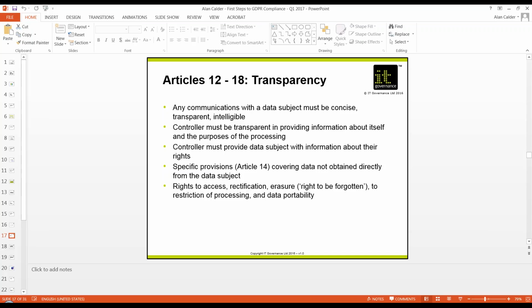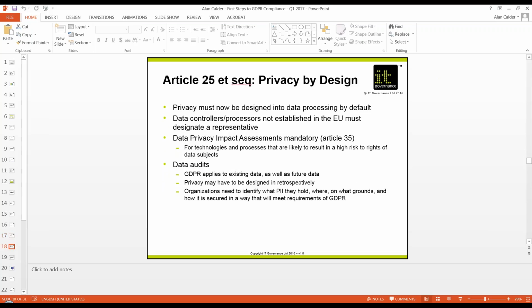There are specific provisions which deal with data which don't come from the data subject. So for instance, handed over by a third party, perhaps a parent or a list that's provided. You have to explain where the data came from, who you are. You have to tell the data subject what their rights are in relation to that data, and you have to enable them to exercise those rights.